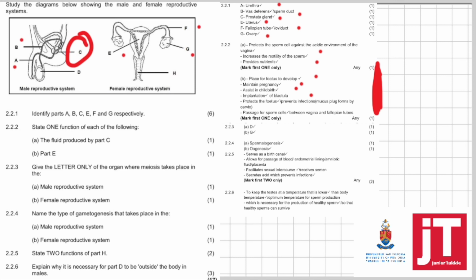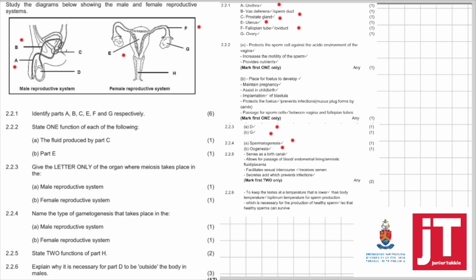2.2.3. Give the letter only of the organ where meiosis takes place in the male reproductive system. We know meiosis takes place in the testes, so D. Where does meiosis take place in the female? In G, the ovary. 2.2.4. Name the type of gametogenesis that takes place in the male reproductive system. Spermatogenesis. In the female reproductive system, oogenesis.